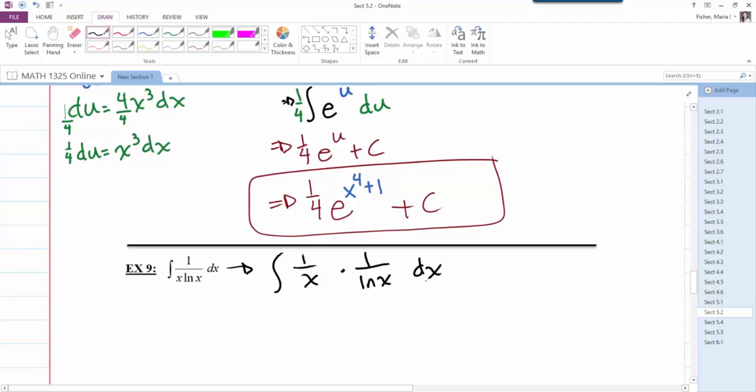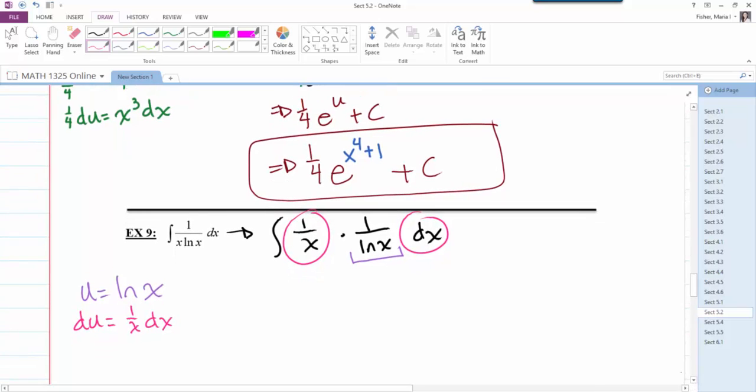Well, the reason that I want to do that is because, remember, we need to have something where the derivative exists in the problem. That's what we're doing when we're doing u substitution. So now if I let u equal what's here in my denominator, if u is equal to the natural log of x, well then the derivative du would equal 1 over x dx. Well, I have a 1 over x dx.